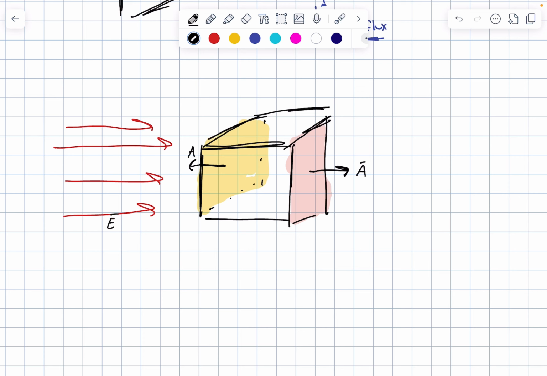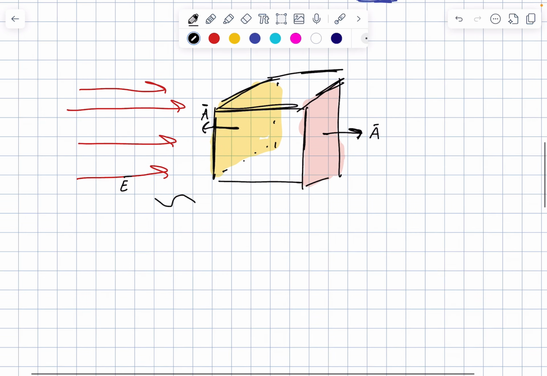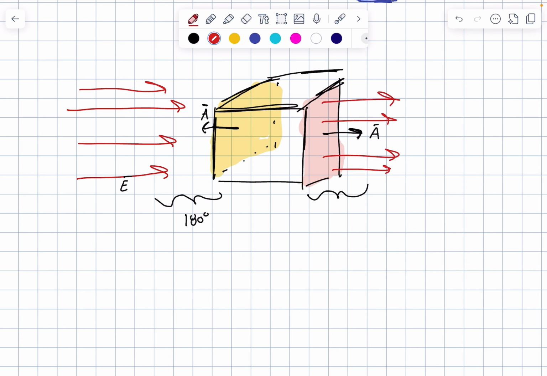So the angle between the electric field lines and the area vector here is 180 degrees. The angle here, if I draw my field lines, the angle between my area vector and my electric field lines is going to be 0 degrees. So here, when I have cosine of 180 degrees, this is going to give me a negative flux.